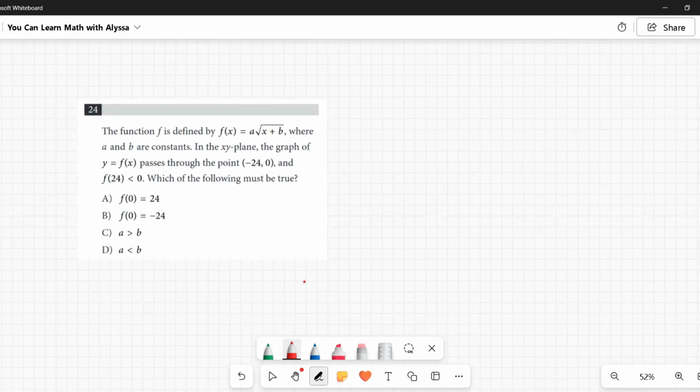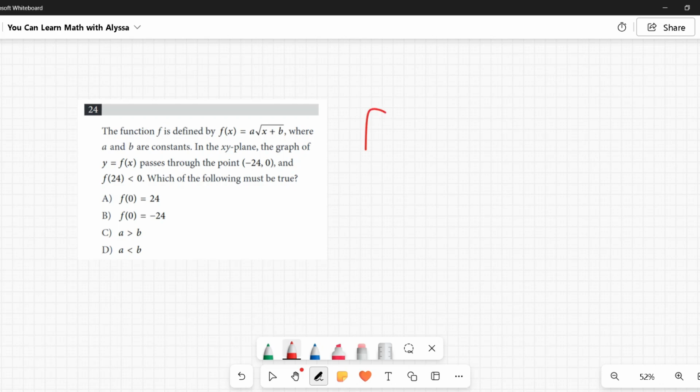Number 24, the function f is defined by f of x equals a times the square root of x plus b, where a and b are constants. In the xy plane, the graph of y equals f of x passes through the point negative 24, 0, and f of 24 is less than 0. Which of the following must be true?